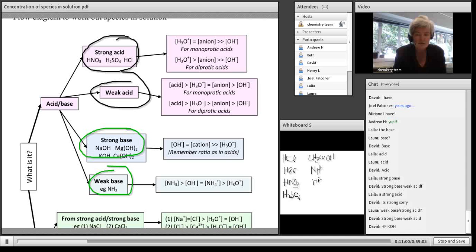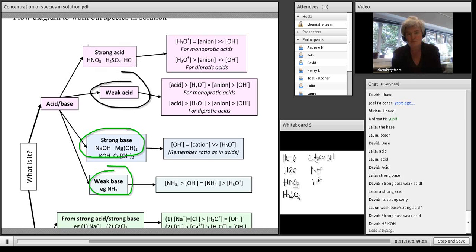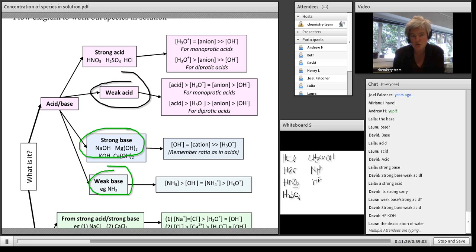But at the same time, we've got to remember, and this came up earlier, water always has a very small amount of dissociation. So even if you've got a strong acid solution, you are always going to have some hydroxide present. Where does that hydroxide come from? So some of you are typing. The dissociation of water.